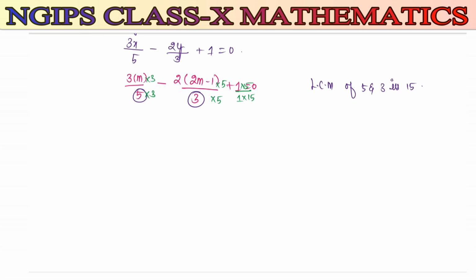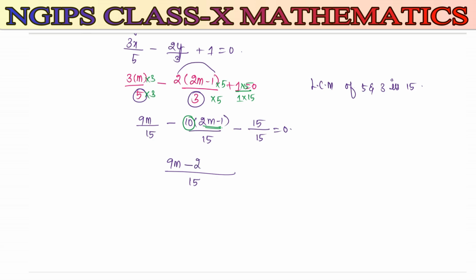Further, if we simplify this, 3 3s are 9 into m, 9m divided by 15 minus 2 5s are 10. So 10 into 2m minus 1 divided by 15 minus 15 divided by 15 is equal to 0. Now the denominators are the same, so I am going to write only one. So when you have written 15, the first term is 9m, then we have minus 10, and we have to multiply inside the bracket. When you multiply, we'll get 10 into 2 is 20, 20m minus, and minus times minus will become plus. So we'll get 1 into 10 is 10, minus 15 is equal to 0.